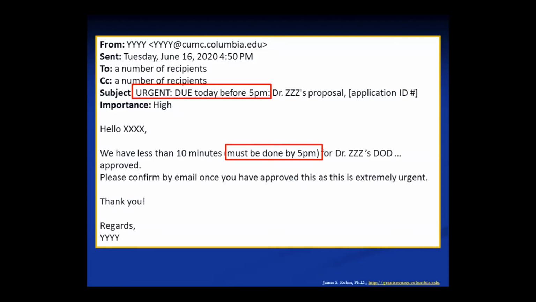Here's an example. Look at this. Urgent. Due at 5 p.m. today. This is an email that went out at 4:50.